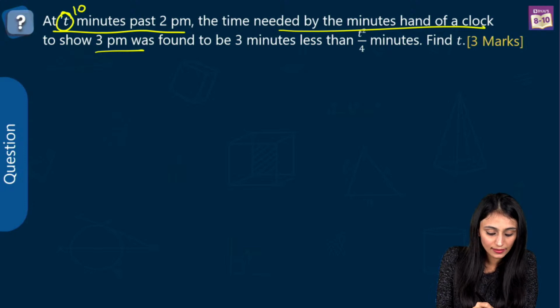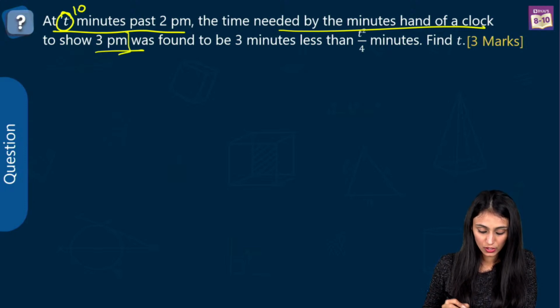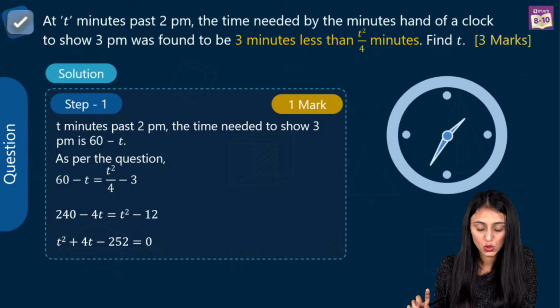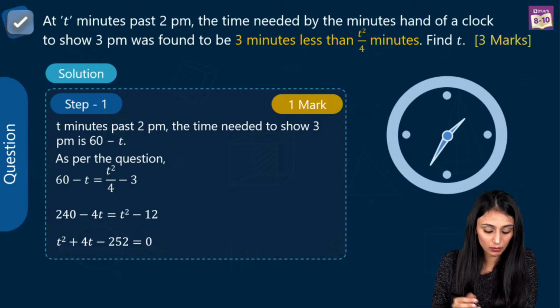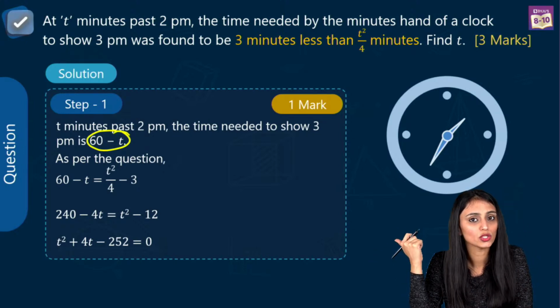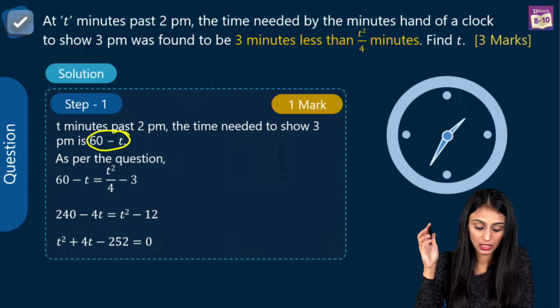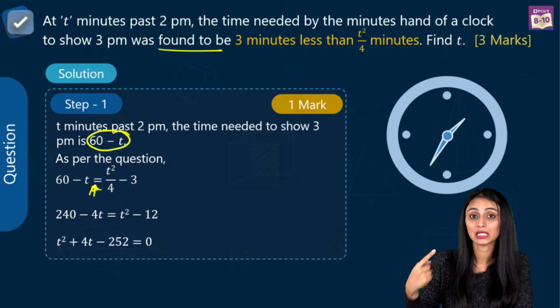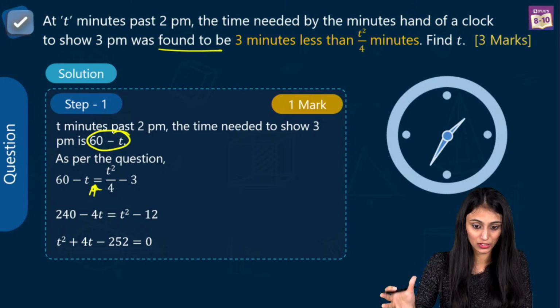So first we will understand this much part, right? Let's suppose here 2:10 is the timing. So how much time is left to reach 3 p.m.? It's going to be 60 minus t. That means 50 minutes, right? 60 minus 10, that's going to be 50. So 60 minus t was found to be, that means equal to. See, again I'm doing the literal translation of the statement, the word by word translation.